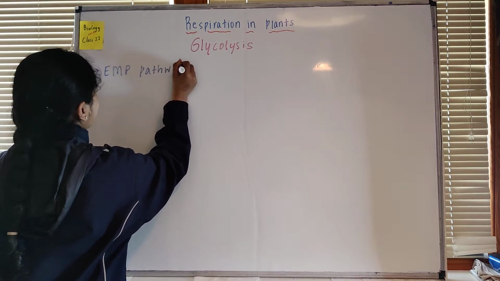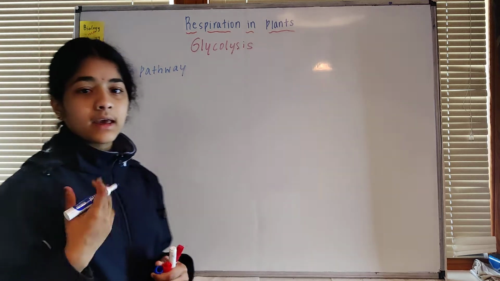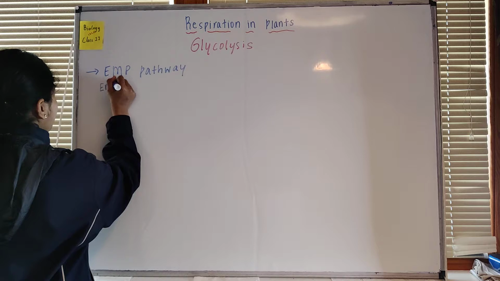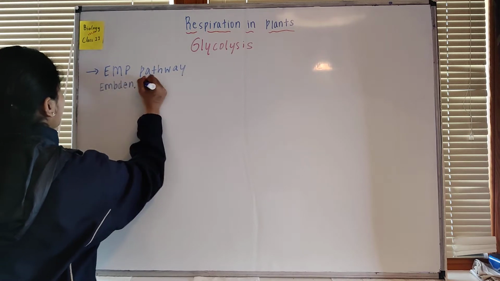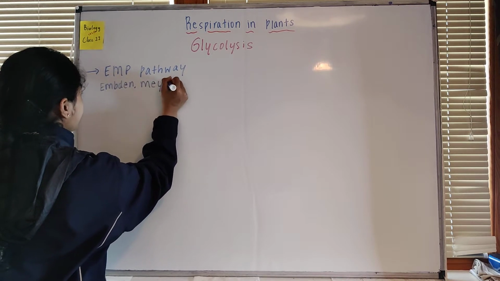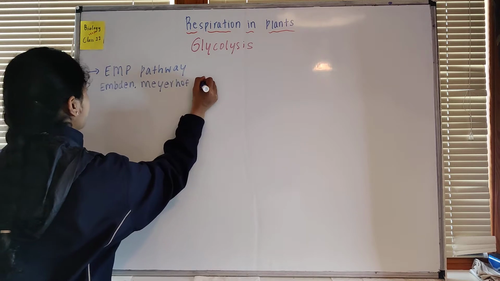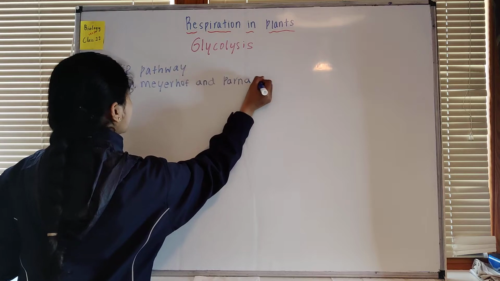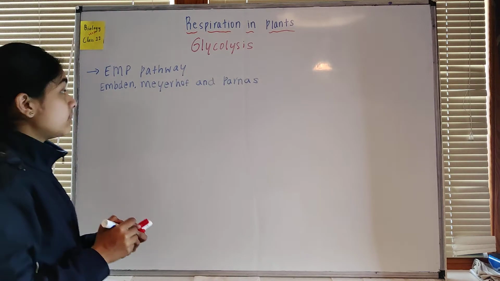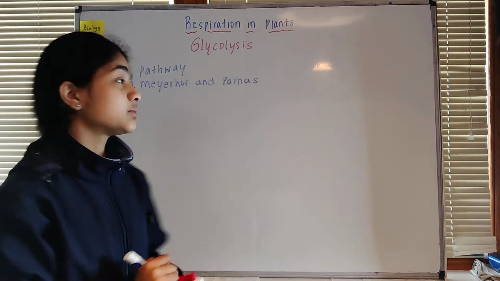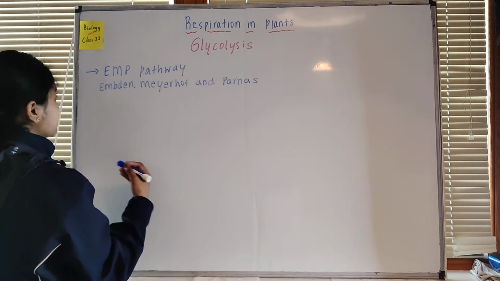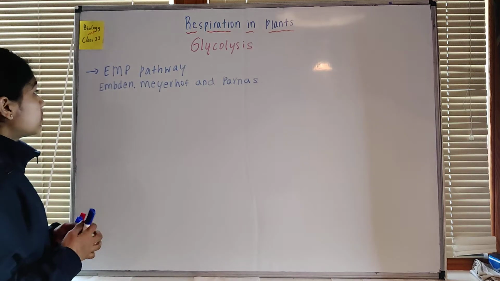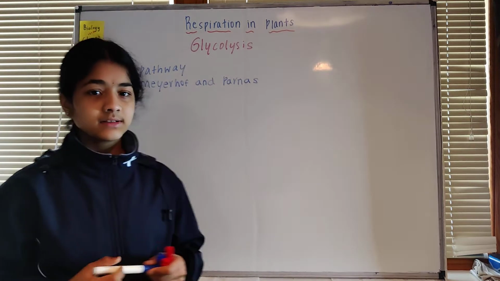It is called the EMP pathway because the three scientists who gave this process of glycolysis were Emden, Meyerhoff and Parnas. That's why the glycolysis process is also known as the EMP pathway.